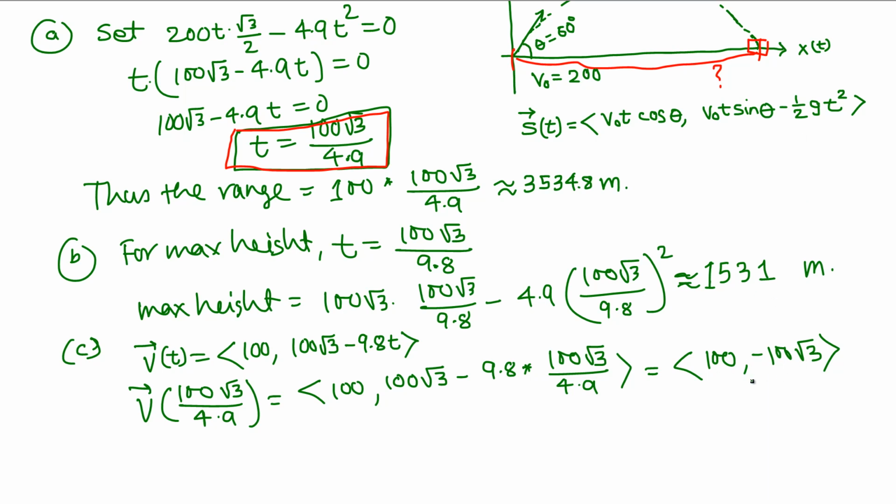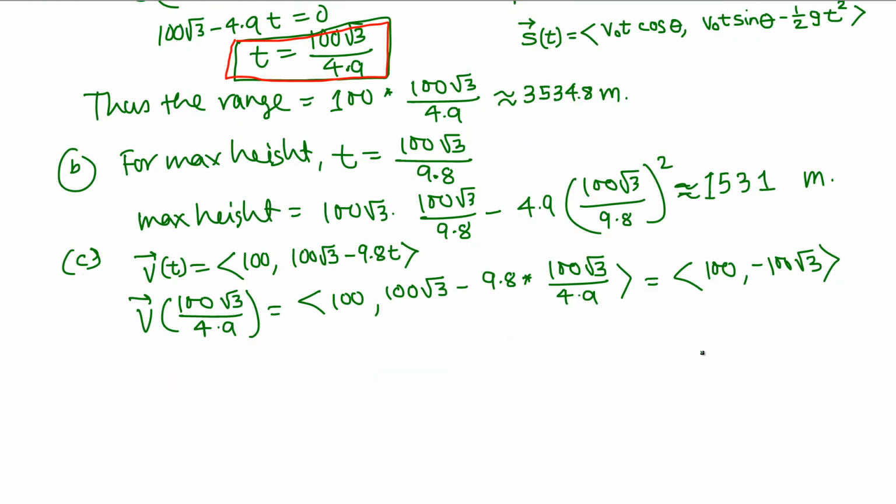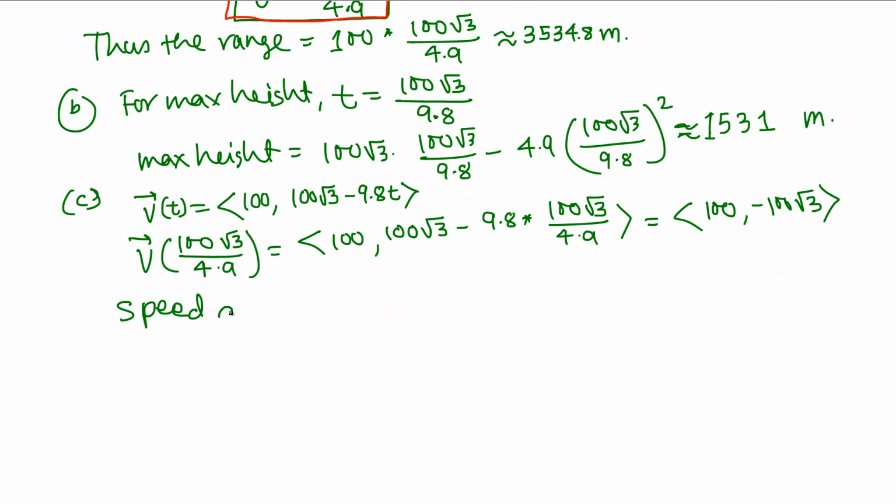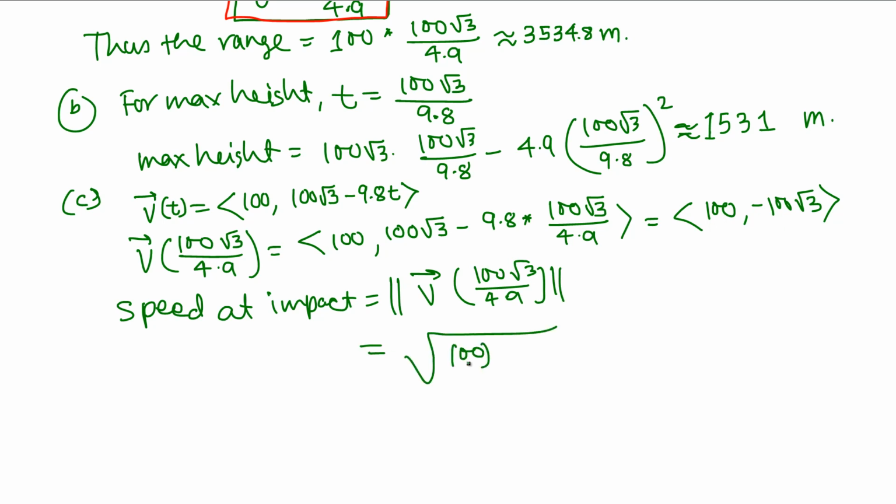Now to find the speed, we need to take the magnitude of this. So the speed at impact is just the magnitude of this velocity, which is the square root of 100 squared plus negative 100 root 3 squared, and use your calculator, and it comes out to be 200. That's meters per second. Final.